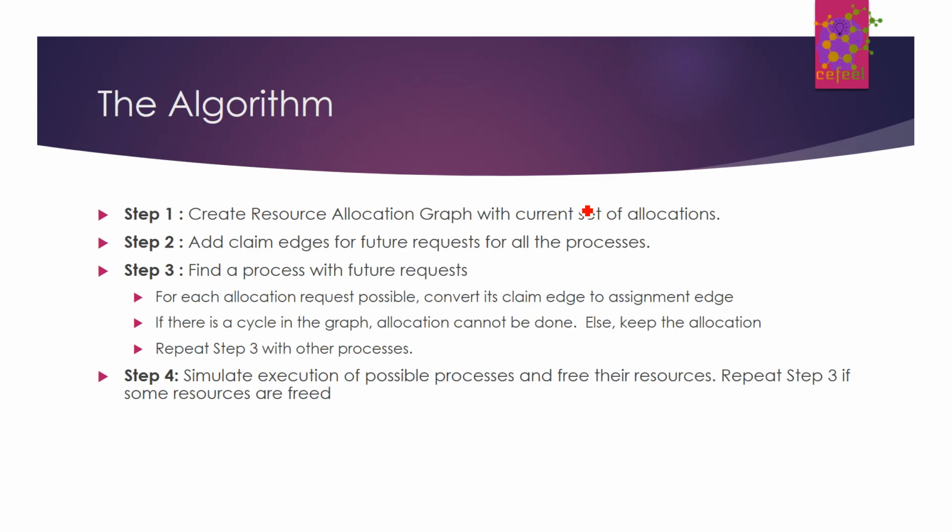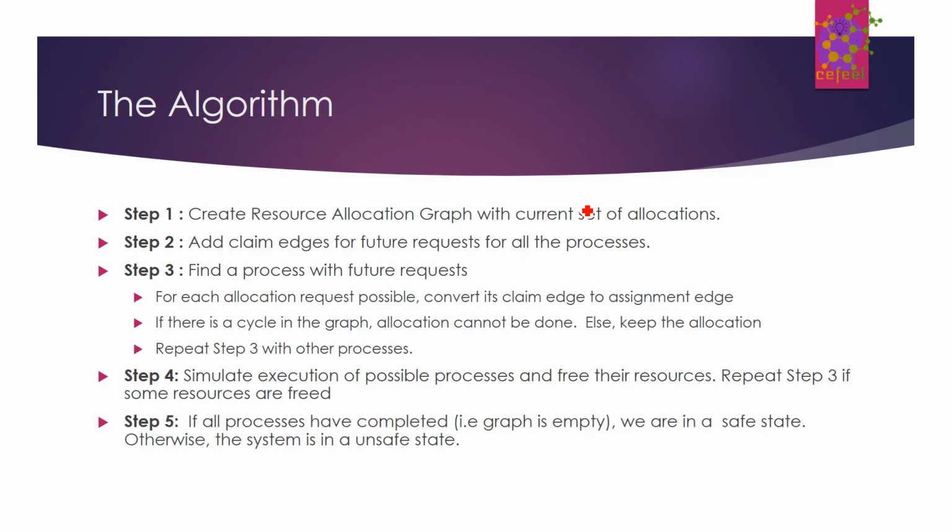We go back to step 3 and repeat the whole process again, the process of going through each request from the resource. We keep doing this from step 3 to step 4 till we are done with all the processes, or somewhere we are stuck where we cannot proceed further, in which case we come to step 5, which is the last step. Now at step 5 we will check if our resource allocation graph is empty, which means all processes have been completed successfully, or we were able to simulate all processes to get completed successfully.